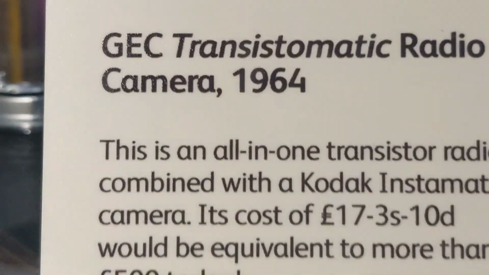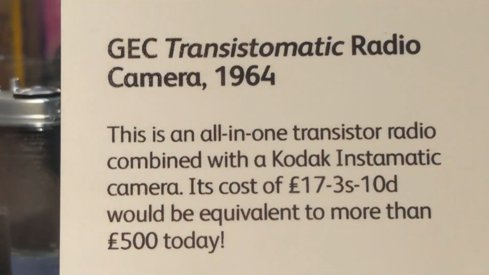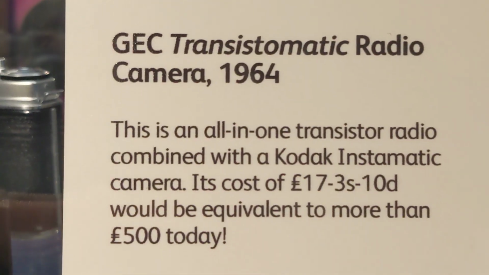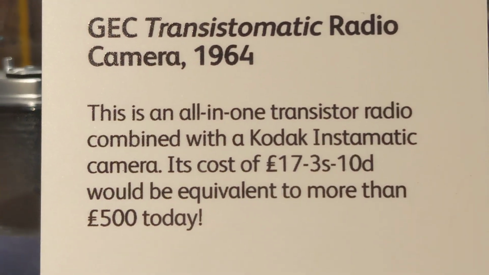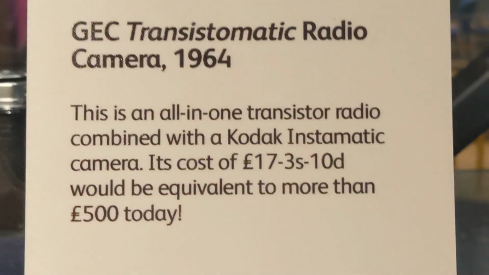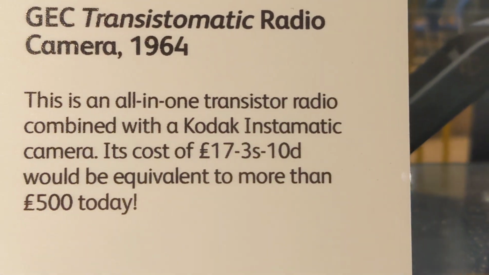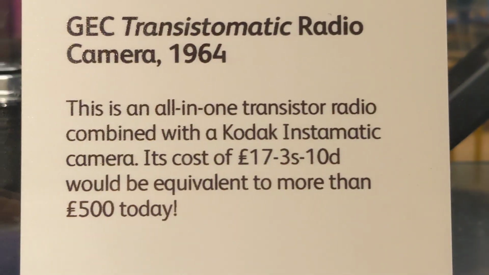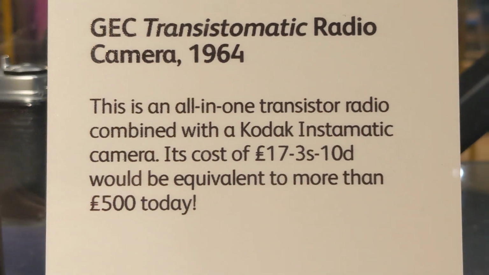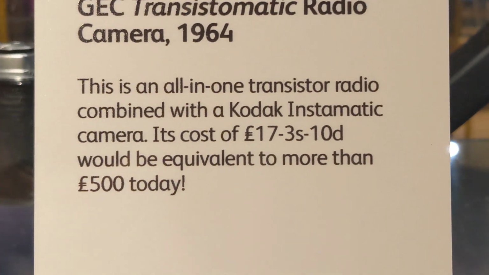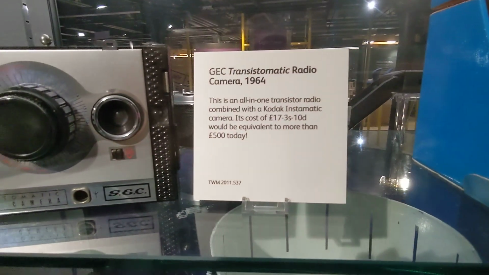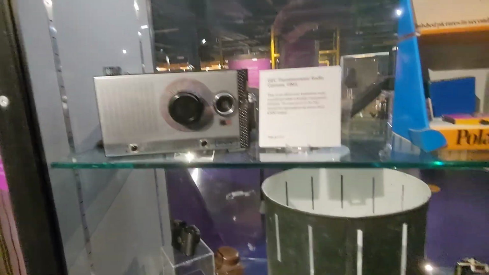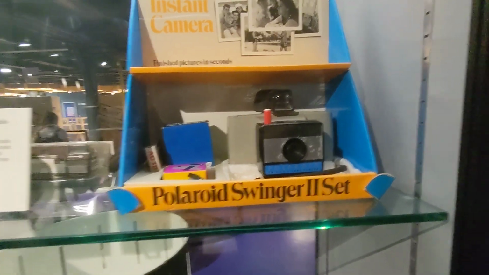Here, this is GEC Transistor Radio Camera from 1964. This is an all-in-one transistor radio combined with a Kodak Instamatic camera. A cost of 17.10 would be equivalent to more than $1,500. I don't know. Polarized.